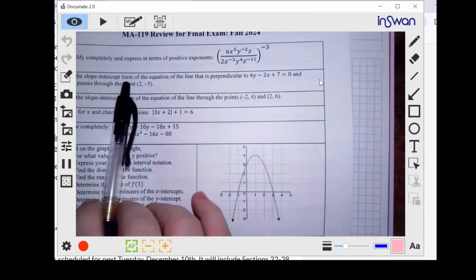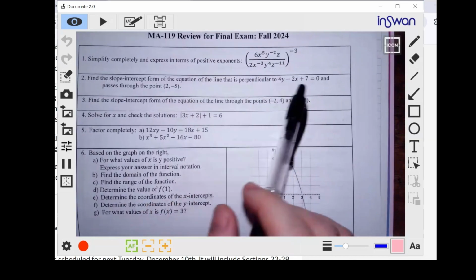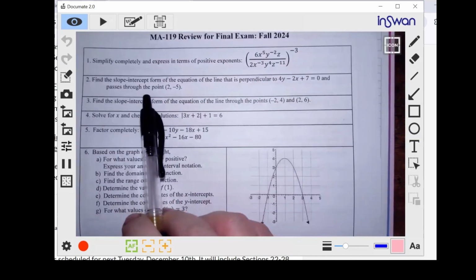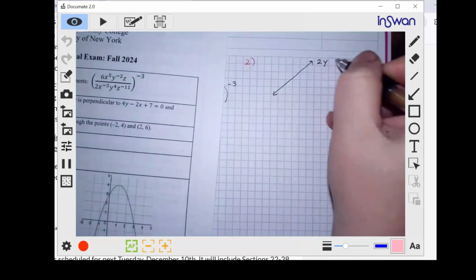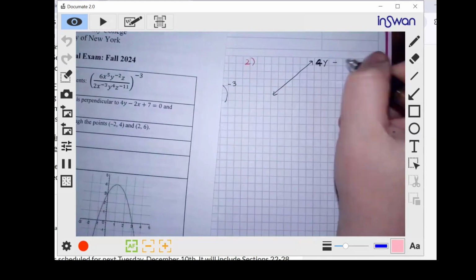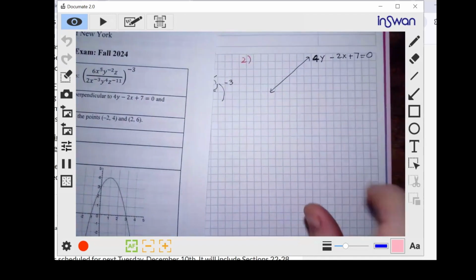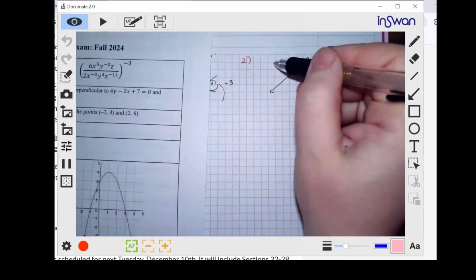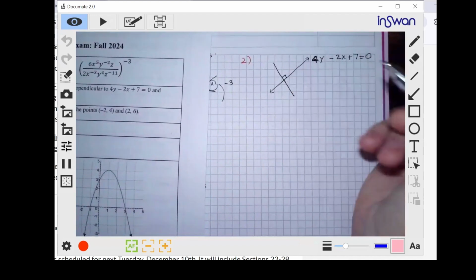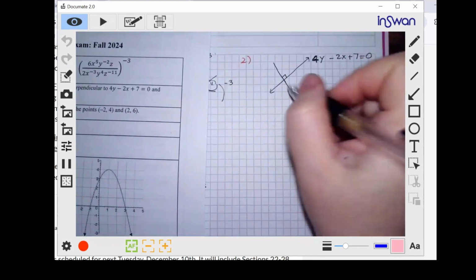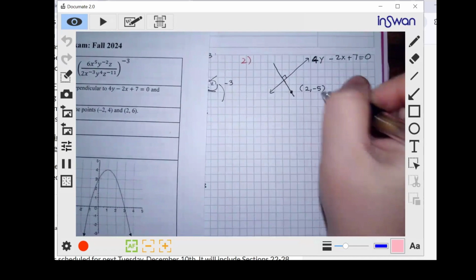Find the slope-intercept form of the equation of the line that is perpendicular to this line and passes through the point (2, -5). So there is a line whose equation is 4y minus 2x plus 7 equals 0. We would like to write the equation of the line that is perpendicular to this line. So they intersect at a right angle, and this line passes through (2, -5).